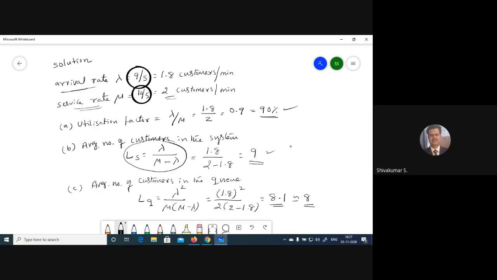That is Ls, the number of customers in the system, where s stands for system: lambda by mu minus lambda. And customers in the queue, that is Lq, where q is for queue: lambda squared divided by mu into mu minus lambda. You just have to multiply lambda by mu, and you are going to get this value by substituting. That's about finding the average number of customers in the system as well as in the queue.